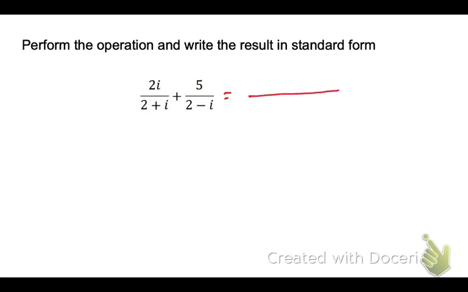So since they're conjugates of each other, my common denominator is just going to be 2 plus i times what? 2 minus i. So what do I need to multiply 2i by? 2 minus i. And what do I need to multiply 5 by? 2 plus i. So do it. How do you figure that one out?